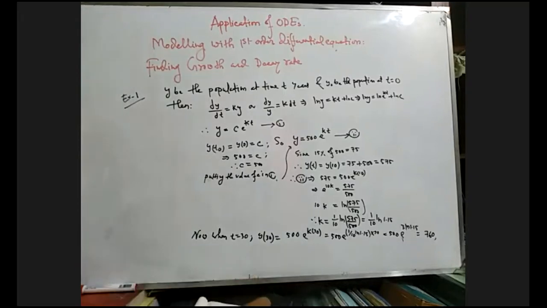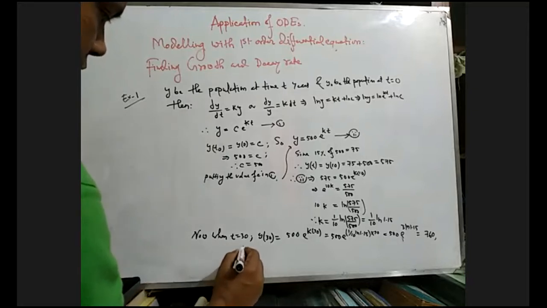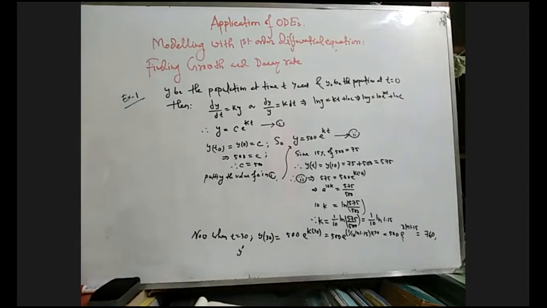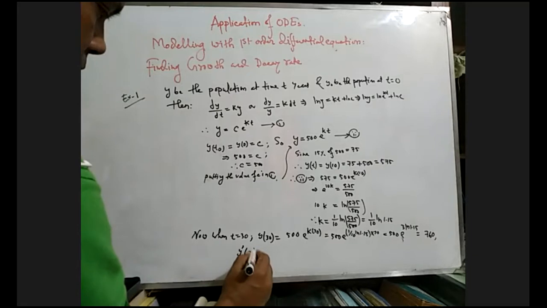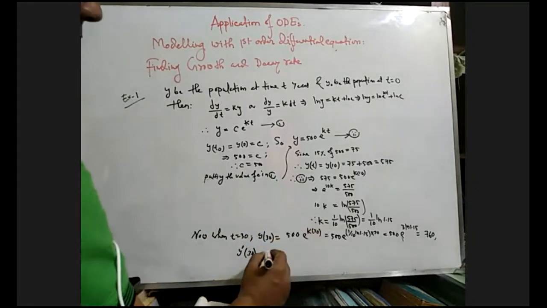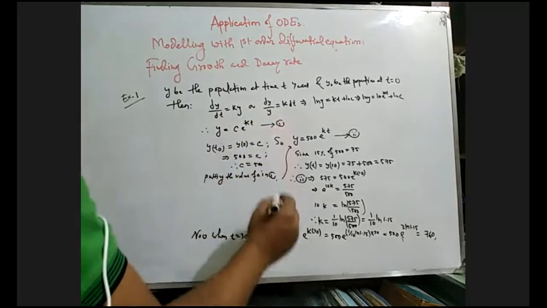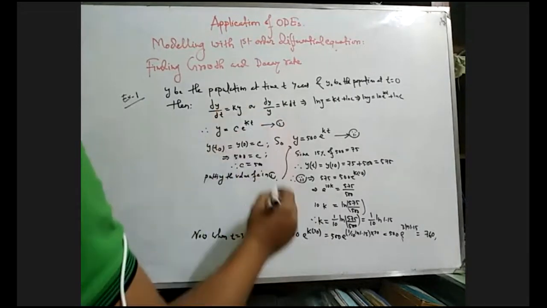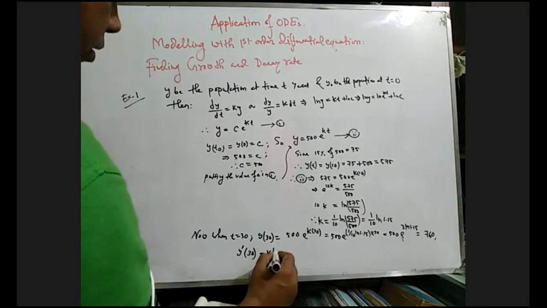Now differentiating, we get y dash or dy/dt. The rate will be k into, from the original equation, k into y at 30 years.